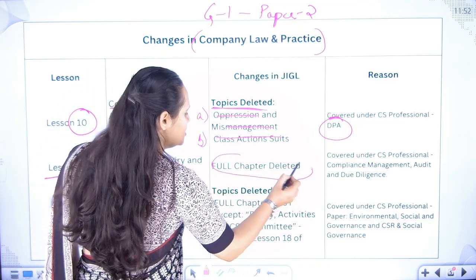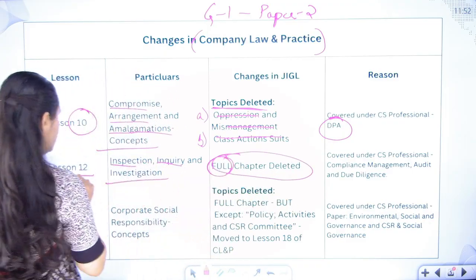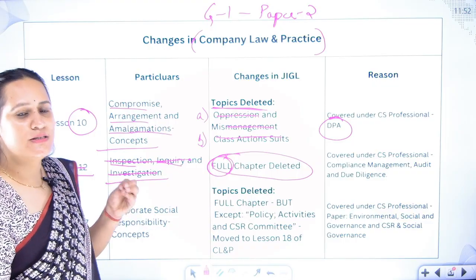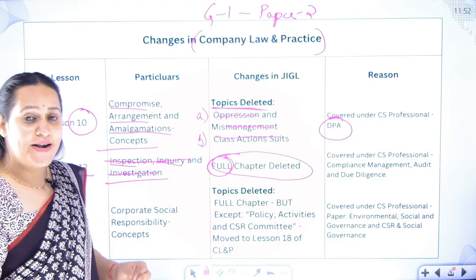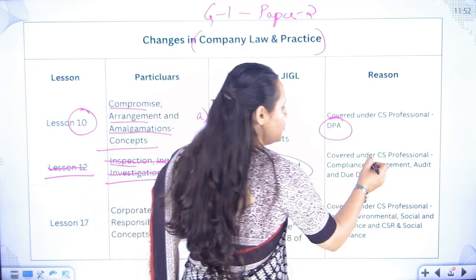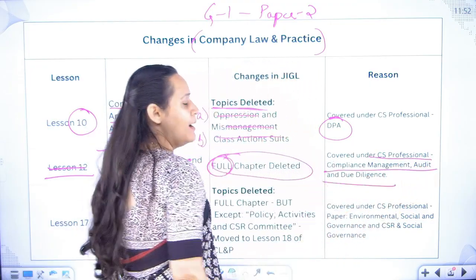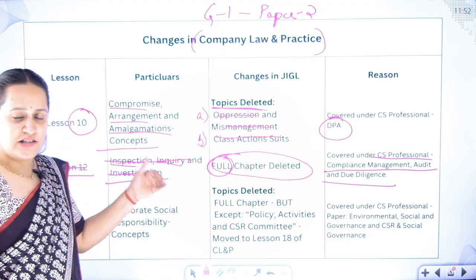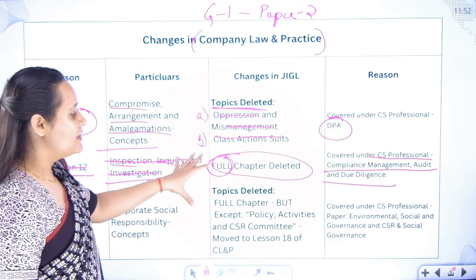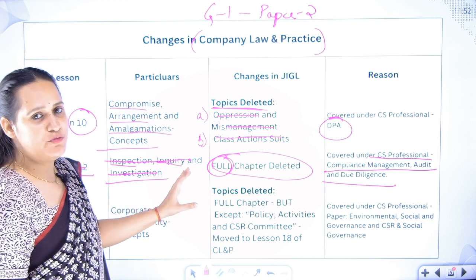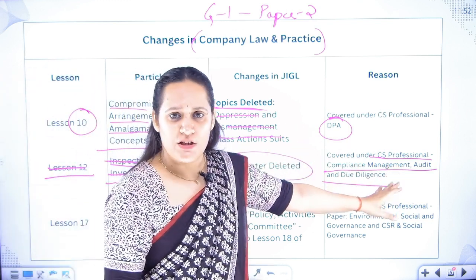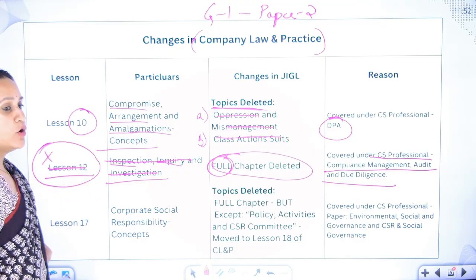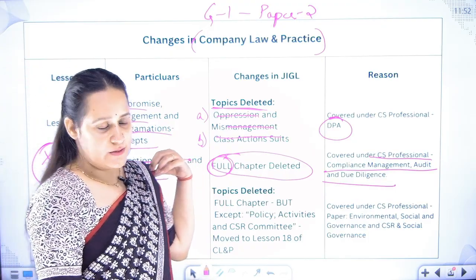Lesson 12, inspection, inquiry and investigation. The entire chapter itself has been deleted. Why? Because the same concept is covered as it is in the professional program under the subject compliance management, audit and due diligence. So, it is overlapping in executive and professional. So, they have deleted it from the executive program and retained it at the professional level. So, this entire chapter has been deleted from your company law syllabus.